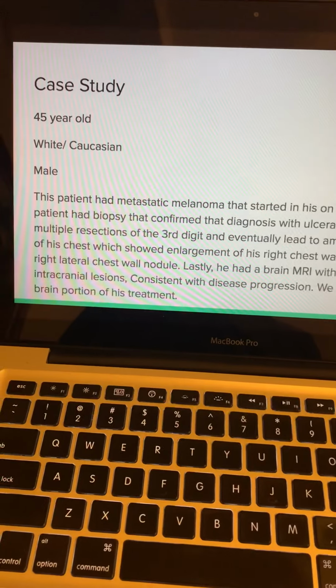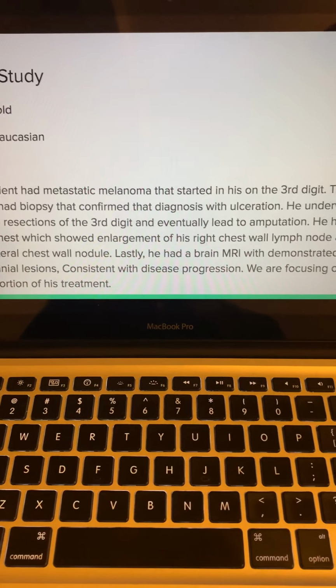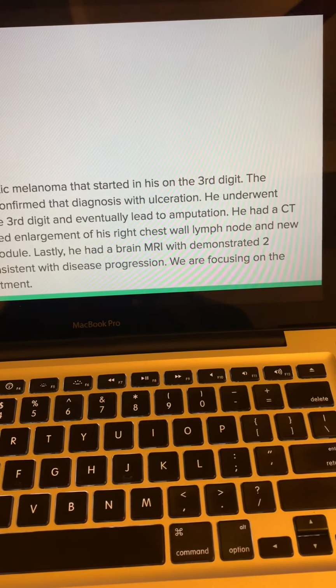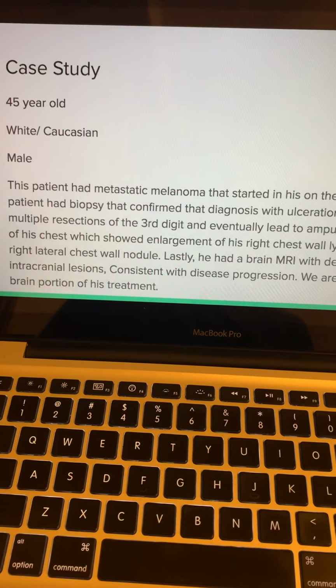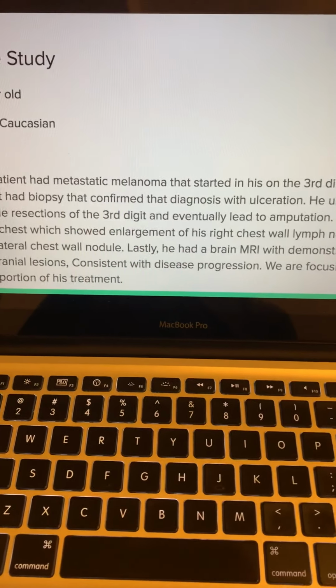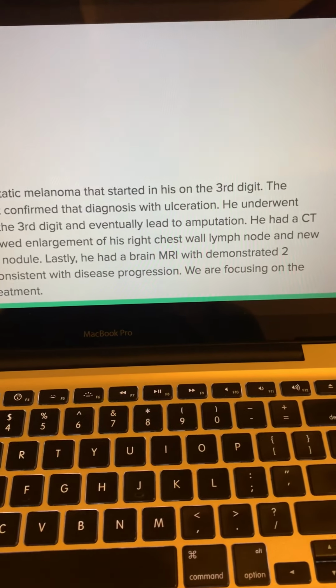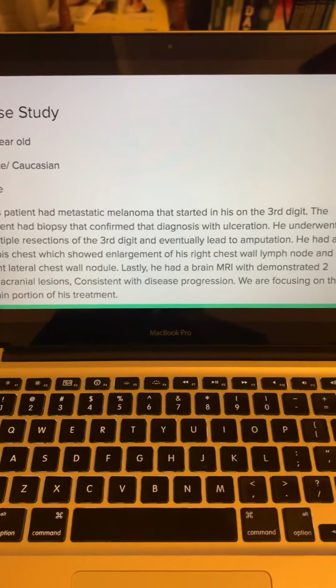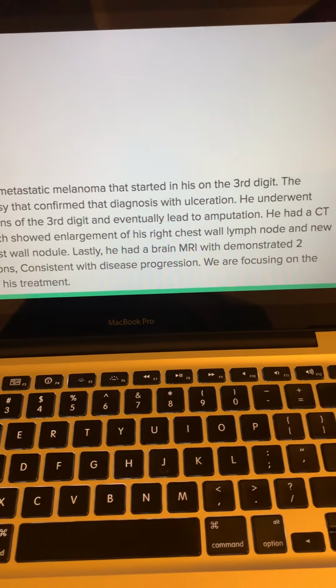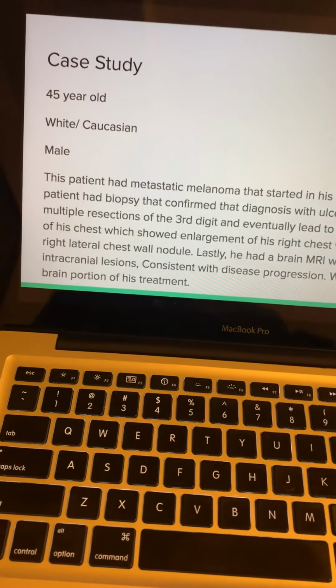He had a CT of his chest, which showed enlargement of his right chest wall lymph node and new right lateral chest wall nodules. Lastly, he had an MRI of his brain that demonstrated 2 intracranial lesions consistent with disease progression. So we're going to be focusing on the brain portion.